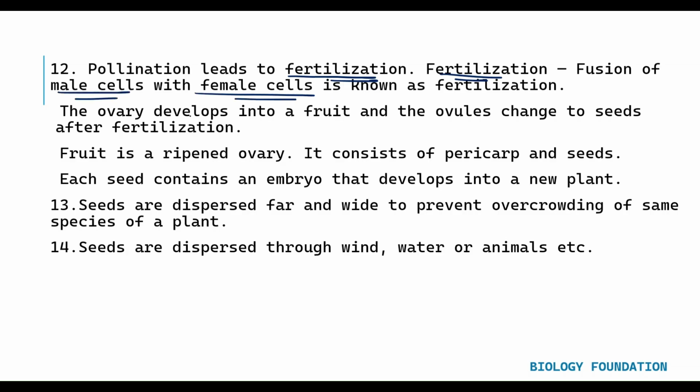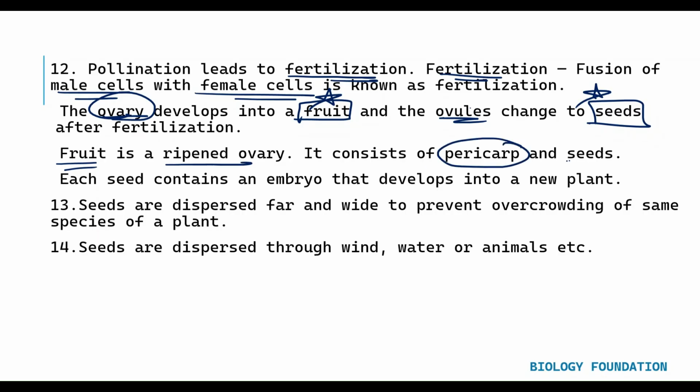After fertilization, what happens? The ovary develops into fruit. This is an important point. The ovary develops into fruit and the ovule develops into seeds after fertilization. And fruit is the ripened ovary, and fruit consists of what? Pericarp and seeds. If you remember, in some plants, this pericarp is divided into epicarp, mesocarp, and endocarp, like in mango. Okay. And seeds contain what in them? They have cotyledons and embryo. Embryo is considered to be the baby plant, which later develops into the complete plant.